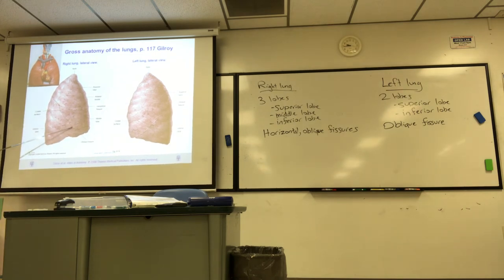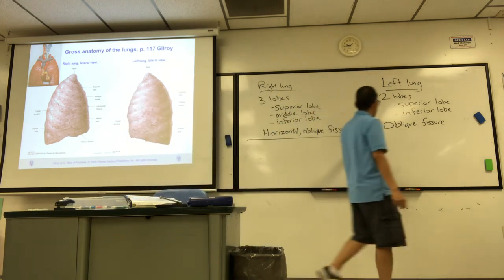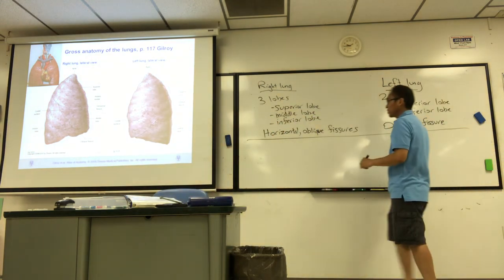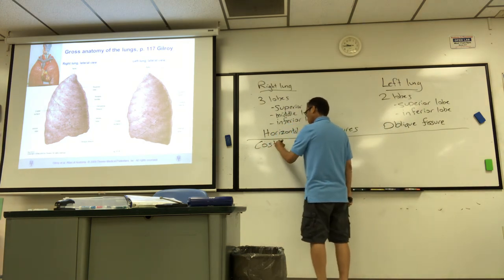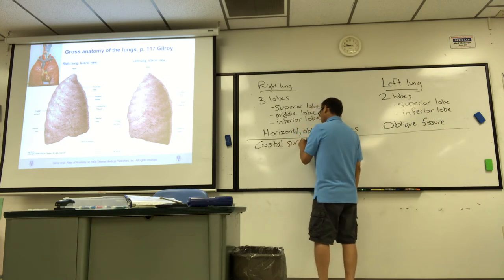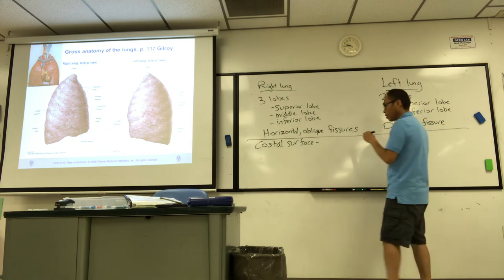It runs more obliquely. Okay, so they call this the chest surface. It's the part of the lung that's stuck to the chest wall. That's why they use the term costal surface. That pertains to both lungs. So lungs have a costal surface. Costal surface is the side of the lung stuck to the chest wall.